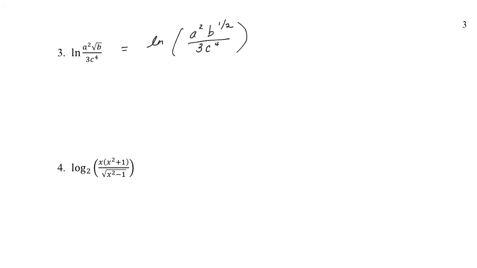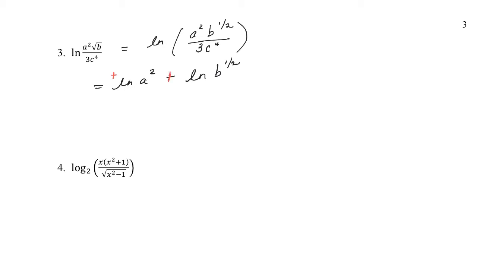Now, we're going to use some combination here of the power rule, the product rule, and the quotient rule, all 3 of them. So first thing I'm going to do is use the product rule for what's in the numerator. So I know I've got a squared times b to the 1/2. So the product rule tells me I can rewrite them with addition. So this will be the ln of a squared plus the ln of b to the 1/2. All I did was use the product rule for the numerator and I split them. Now, here's a little trick. Everything that's in the numerator is positive.